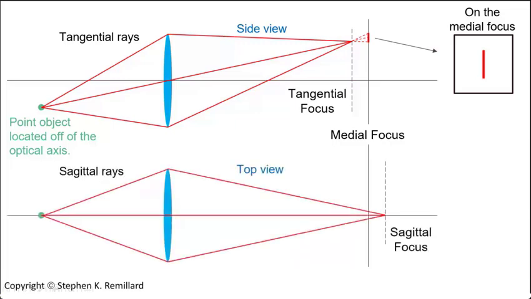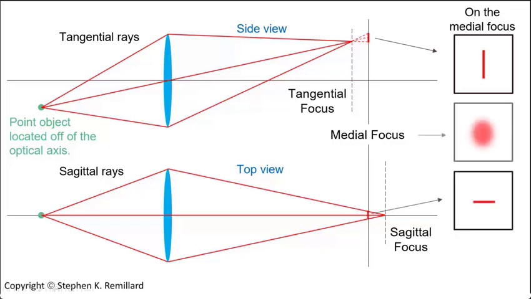Now rotate around and look at the same lens from above. Now you see the sagittally oriented rays leaving the object and striking the lens at all different points along this line, and then converging to a point that we'll call the sagittal focus. When the sagittal rays were still at the medial focus, the nice point that will later form when they do get to the sagittal focus is stretched into a horizontal line.